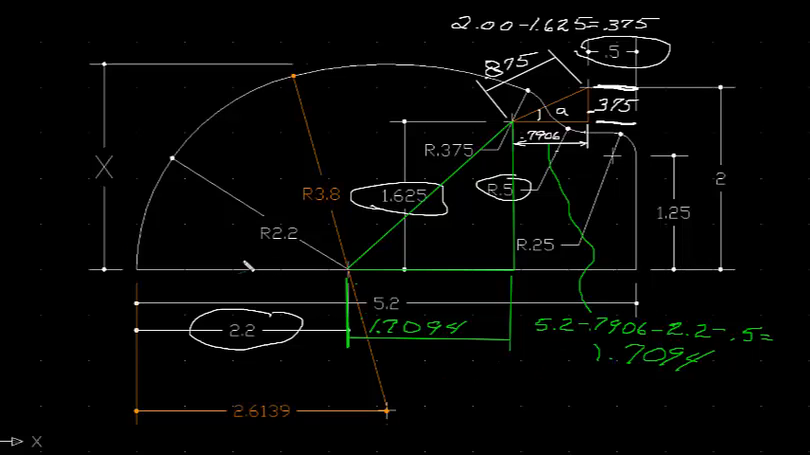Okay, so again, the 5.2, that's this distance right here, minus the 790 and 6/10, that's that distance right there, minus the 2.2, 2 inches 200 thousandths, and then minus the 1/2 inch that's over here or up here. That gives you the 1.7094. Okay?